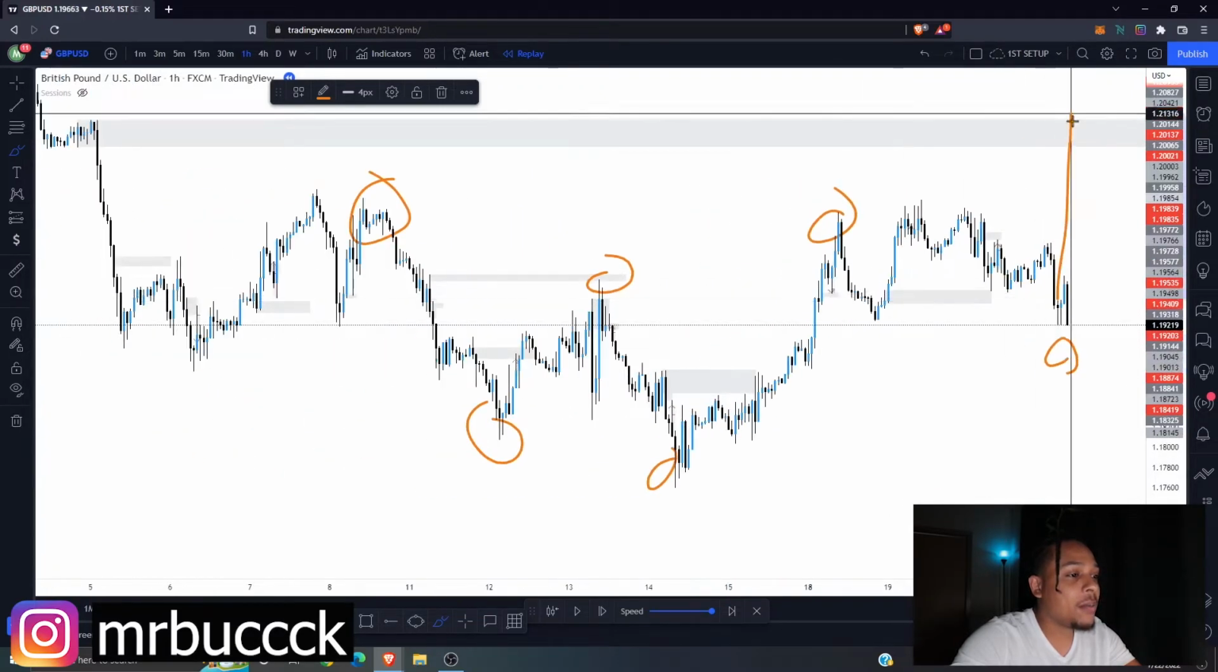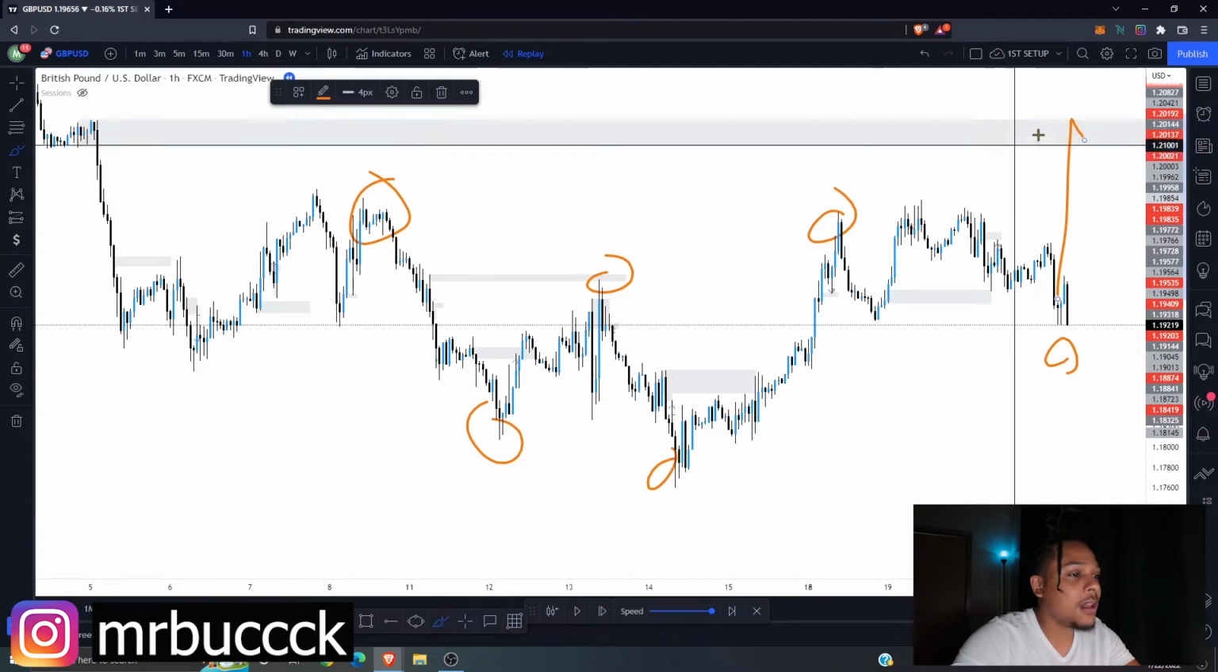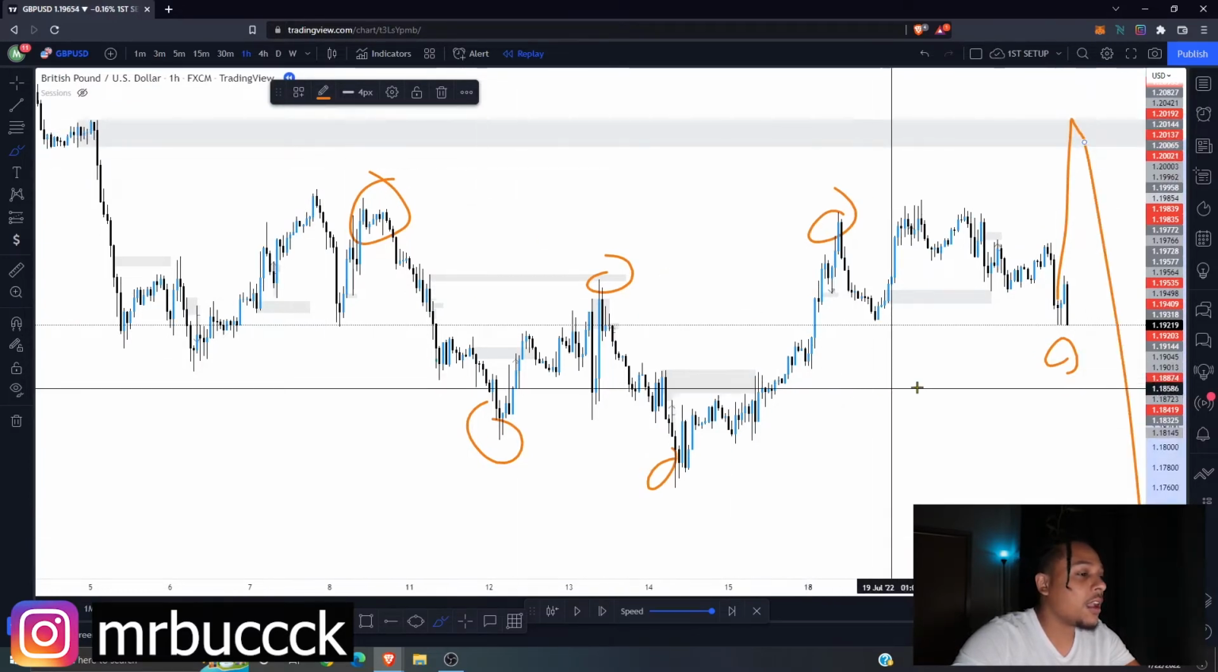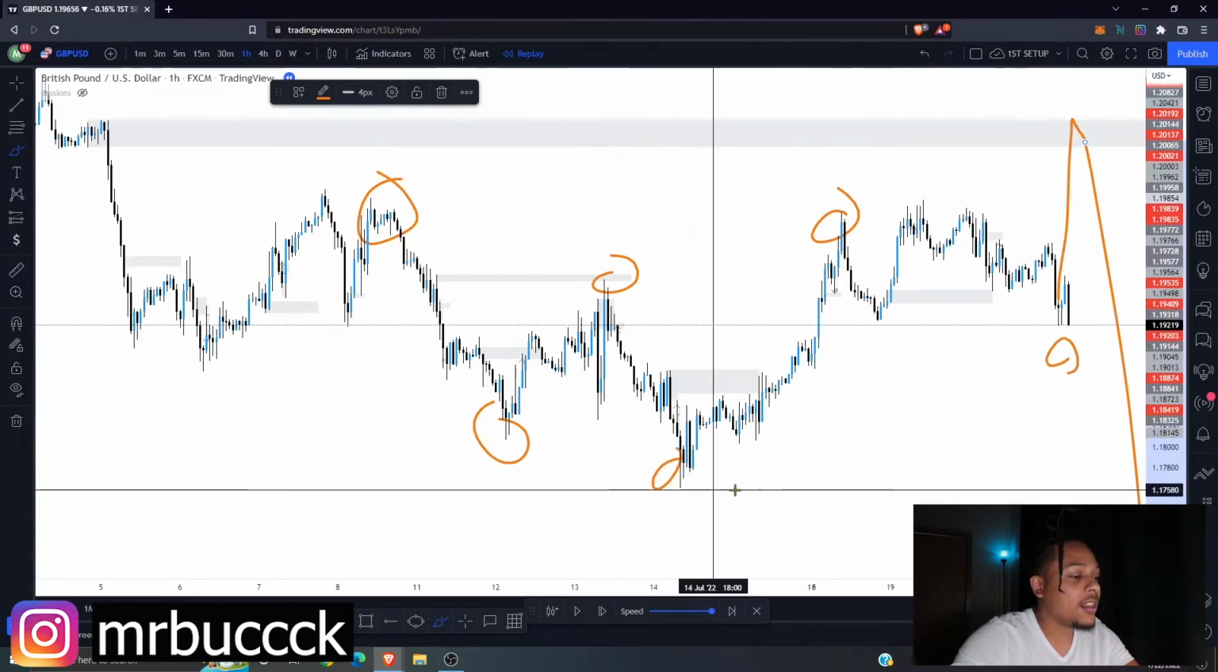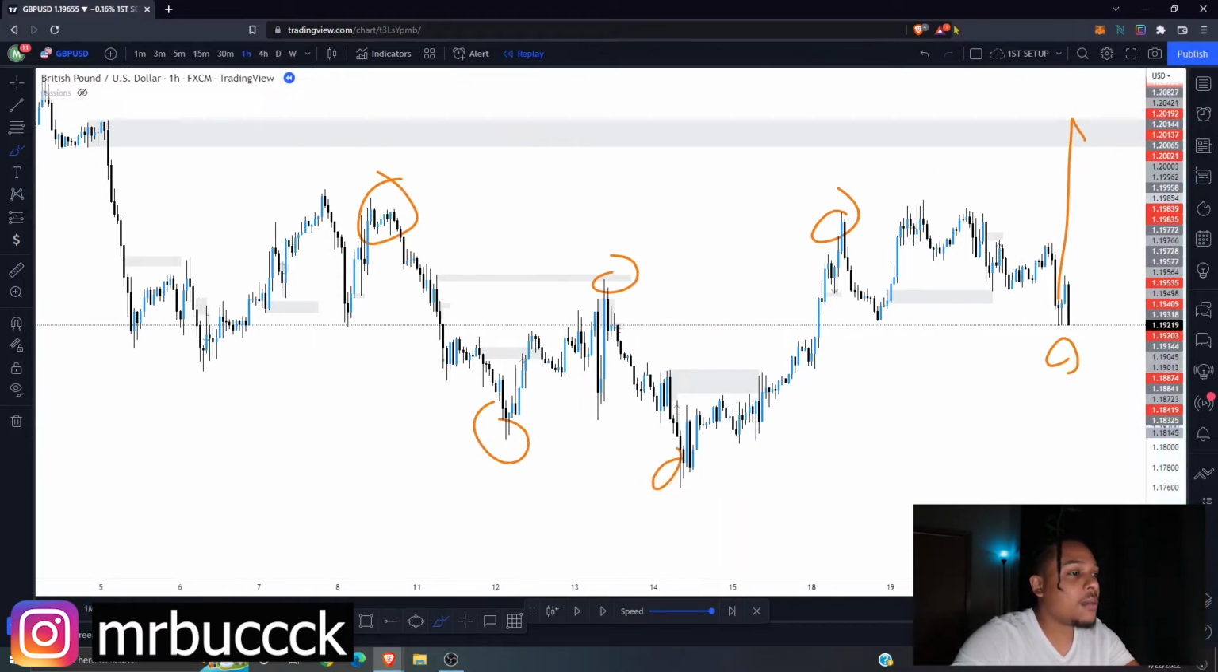It may come up to this zone though. This is a 4-hour supply, and then shoot down from there. But I don't really know. It could just keep going lower and break these lows, and that will be that.